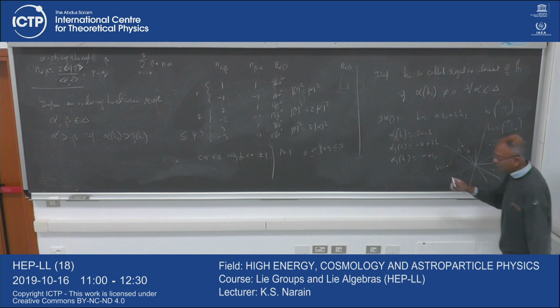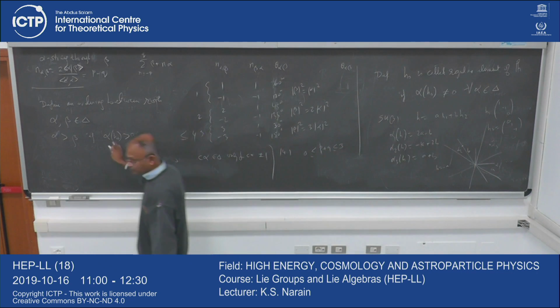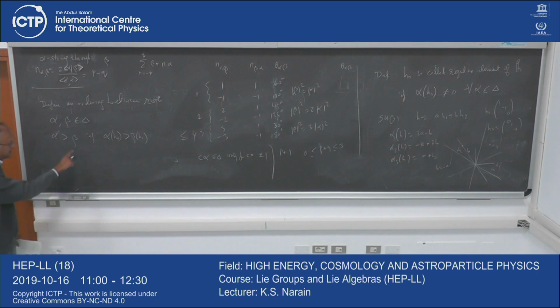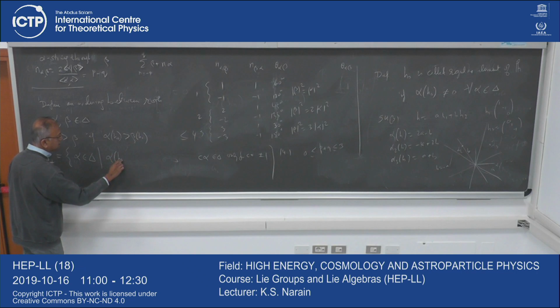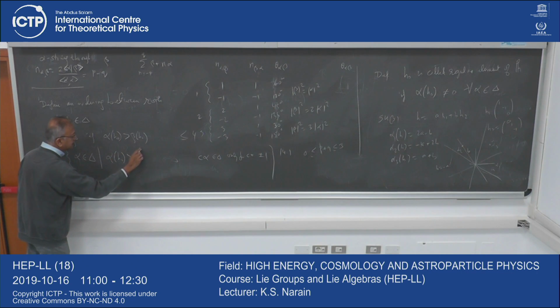But more importantly, this notion of ordering is not so useful. What we will define is a set of positive roots, delta plus, which is the set of roots belonging to delta such that alpha of H naught is strictly greater than 0.